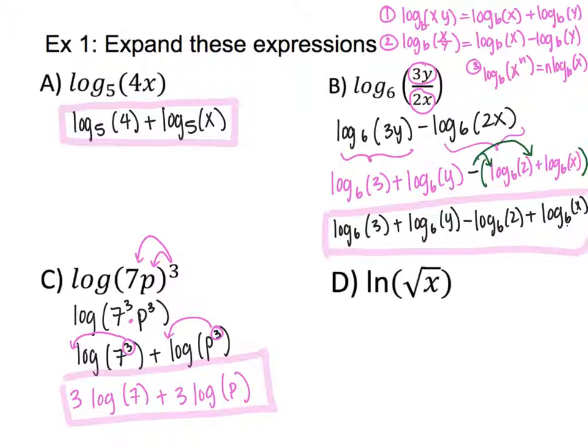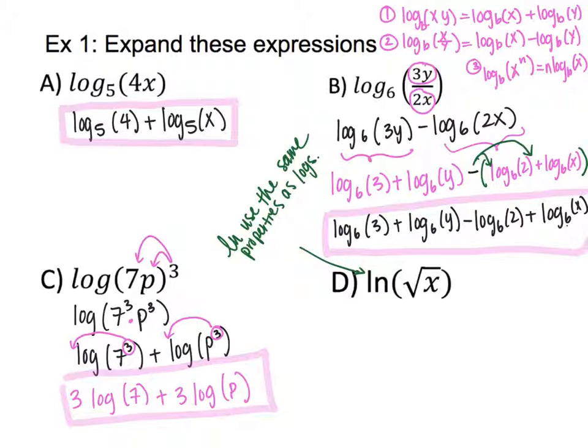Okay, so now we're going to take a look at part D. So part D has a natural log, okay? And I didn't give you any rules or properties about natural logs because natural logs are a type of log. So they're going to be using the same type of rules that we have used for the logs. So natural logs, or ln, use the same properties as logs. Okay.